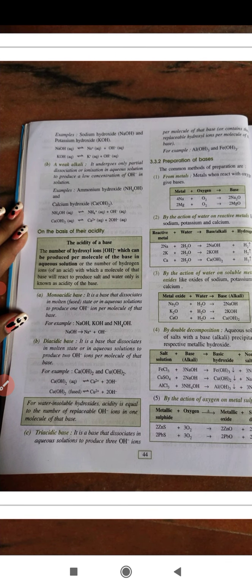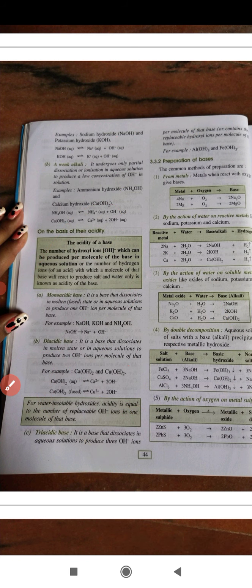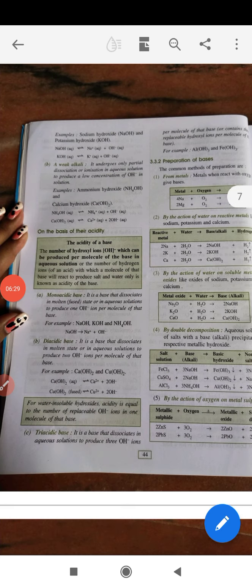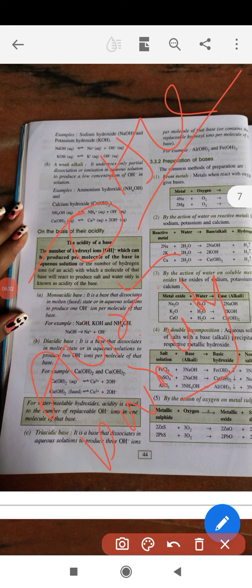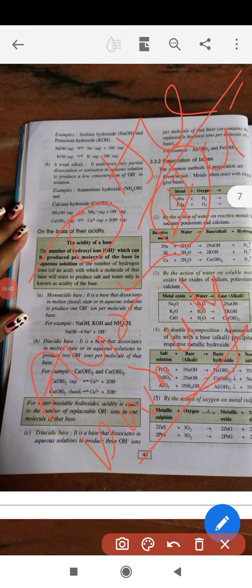Now on the basis of their acidity. Acha, what is the base, what is the acidity? Acidity means the number of hydroxyl ions present. In case of acid, you learn basicity. Okay, remember this thing. Suppose HCl is an acid. Here you can see HCl will produce H plus and Cl minus. So the number of H plus it will produce is called its basicity. That is, the number of replaceable H plus ions present is called its basicity.